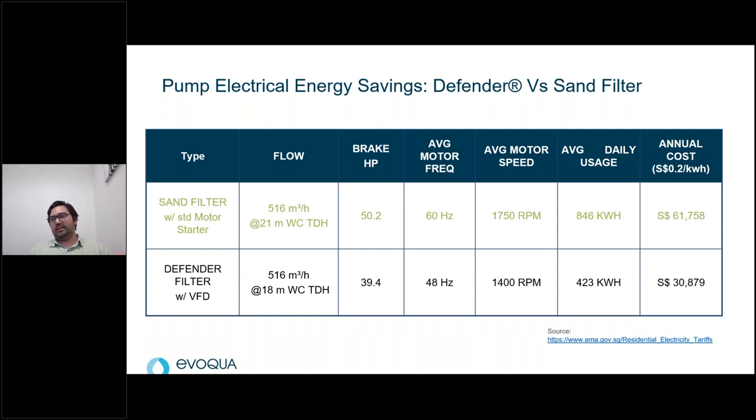In terms of cost, if you are using sand filter, typically you will have a pump with a motor starter to cater for 516 cubic meters, with a daily usage of electricity of 846 kilowatt-hours. That's the cost based on the Singapore electricity cost. Compared to a Defender used with a VFD, the cost is $30,000. You would save more than half.